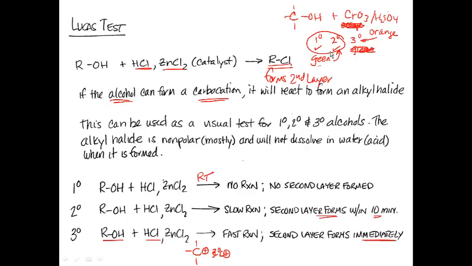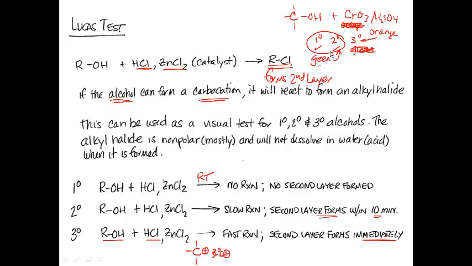We also can confirm that we have a tertiary alcohol because if the chromic acid doesn't oxidize and turn green, then we should see the formation very quickly of a second layer. So the Lucas test and the chromic acid test actually go together, and they provide complementary information about whether an alcohol is primary, secondary, or tertiary.